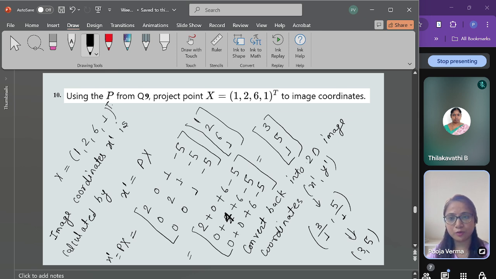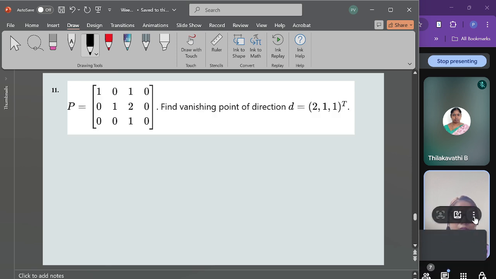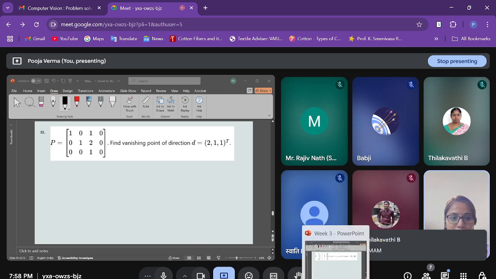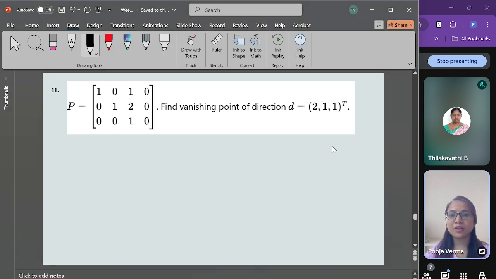Okay, so have you got this question? I hope you have got this question. Now moving to the next question. Here in the next question, the projection matrix P is given. Now they are saying to find the vanishing point of the direction D. We need to find the vanishing point in the direction of D.